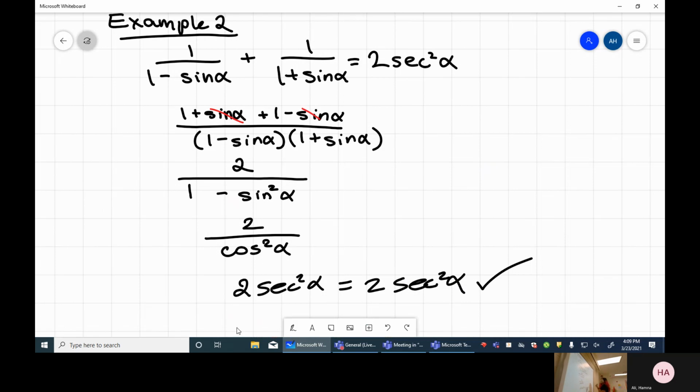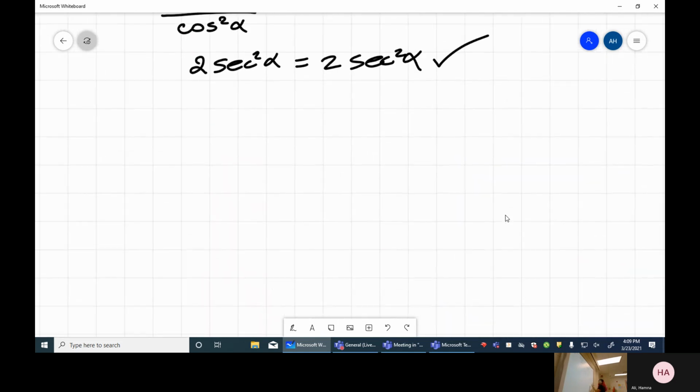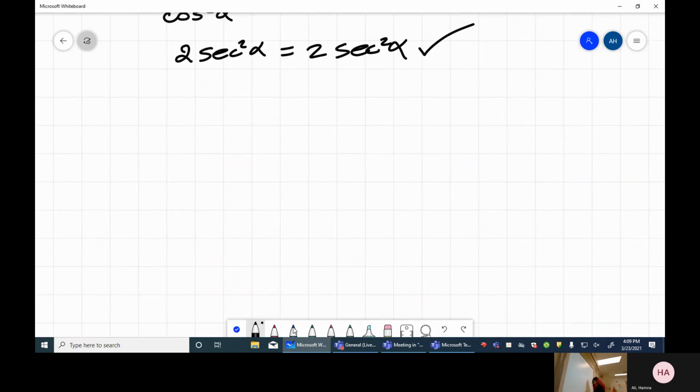So it's always important to get things in the most algebraically simple form you can, if that's the goal. I'm going to show you a couple more examples. So let's do example number 3.